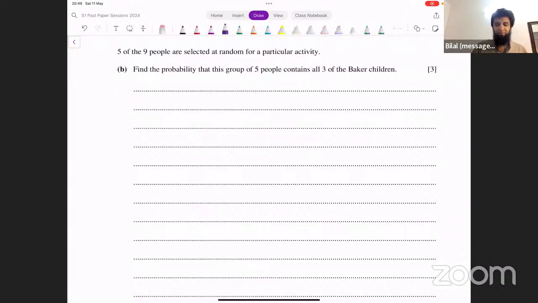Okay, so we are selecting 5 out of the 9 people. We want probability. What's the total number of possible selections, where we don't have any restrictions? We have 9 people. We want to select 5 out of them. That's just 9C5. That is going to be the denominator in that probability that you calculate. Now, what about the favorable outcomes? The condition is that you need to have all 3 of the Baker children.